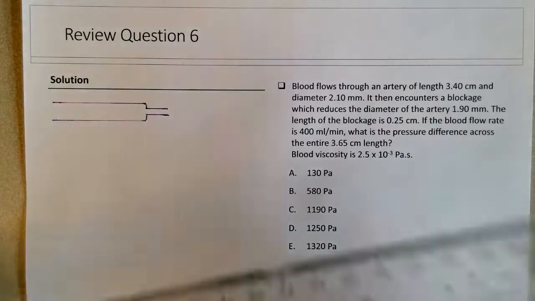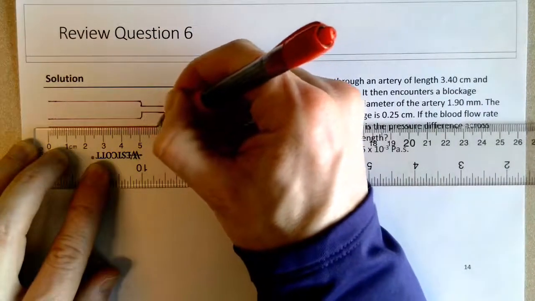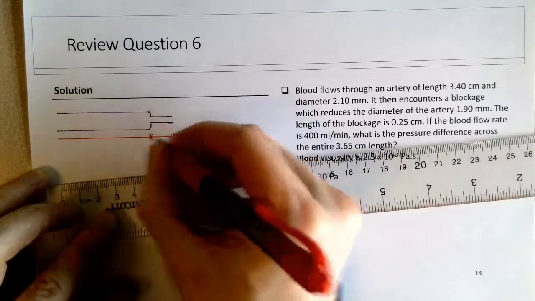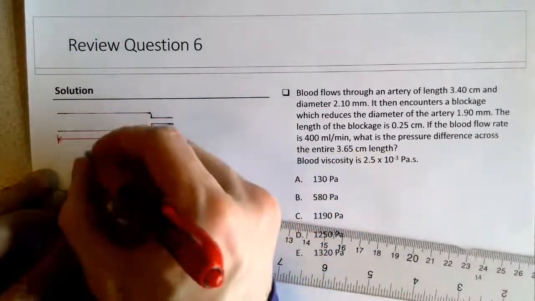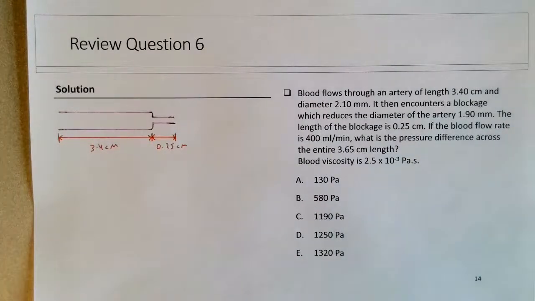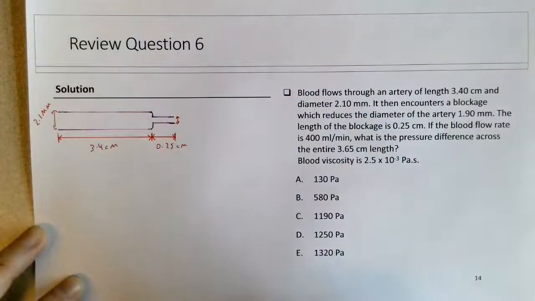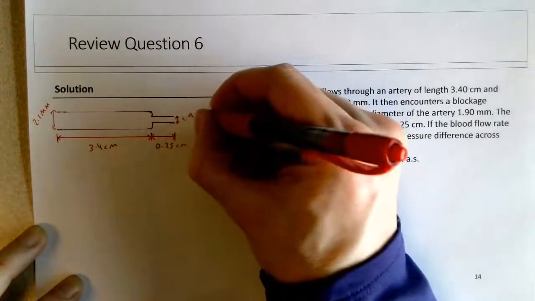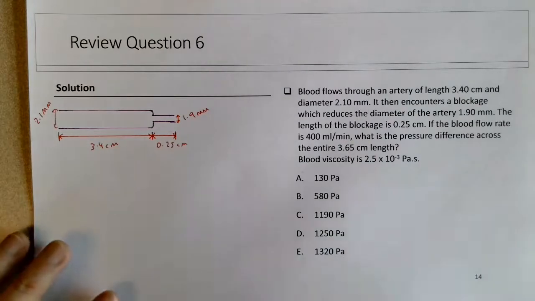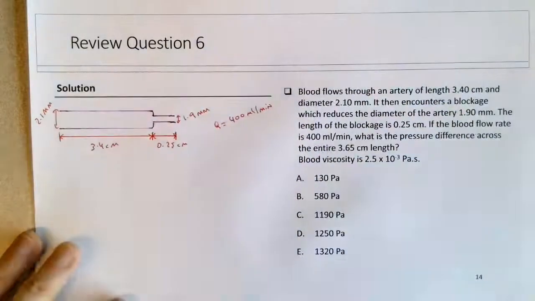So let's add a couple of things in here, things that we do know. We know the blockage is 0.25 centimeters. The length of the healthy, normal piece is 3.4 centimeters. So that gives us the entire 3.65 centimeter length. We know its diameter over here is 2.1 millimeters. This diameter over here is 1.9. Again, I didn't draw this to scale. And we know the flow rate is 400 milliliters per minute. Excuse me, so another awkward unit.